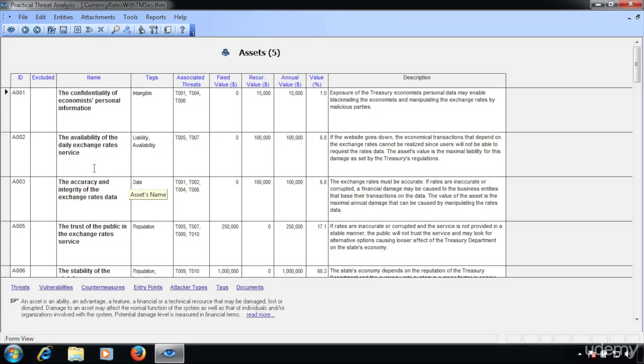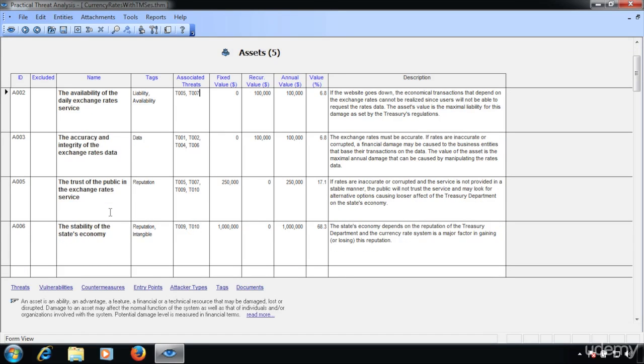Right? Now, let's say we have another asset here, the availability of daily exchange rate service. The daily exchange service rates count on our assets, on our servers and the state's server, because the company rates are synced with the state rates. So the threats available to those assets are 5 and 7, and the recurrence and annual value is $100,000.